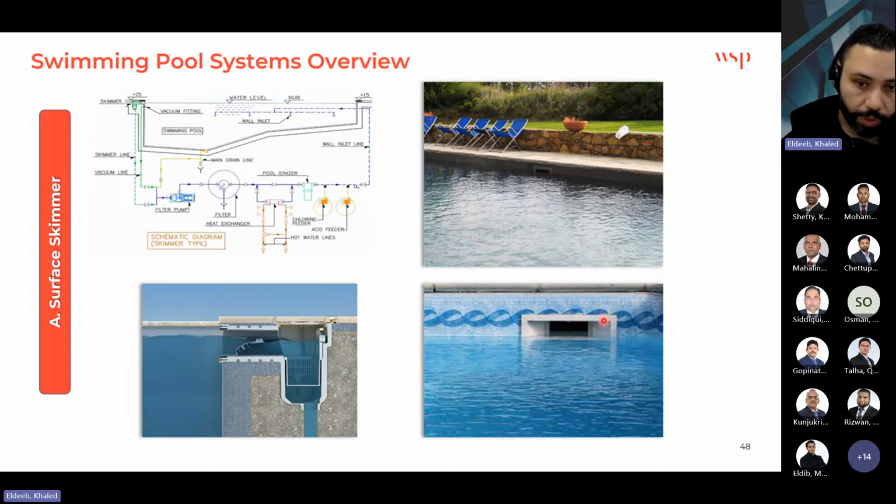The only possible way the water will overflow is when a group of swimmers suddenly jump in the pool and they make the water level go up due to the displacement from their bodies. So in order to control this, it should be calculated. The same calculation that I'm going to show you for the surge tank should be applicable here.